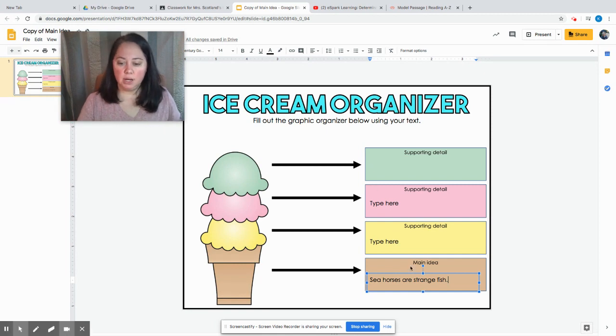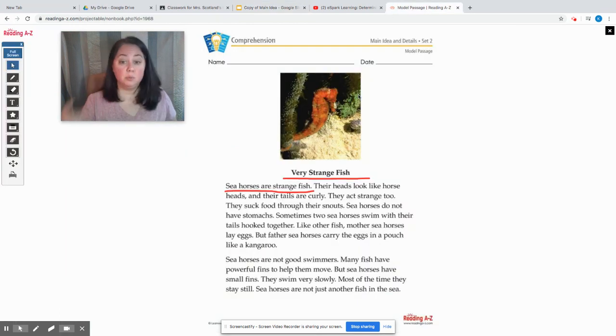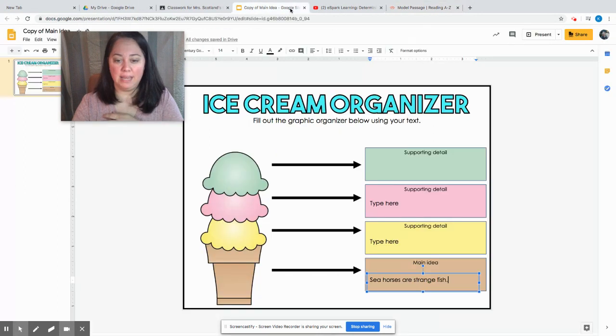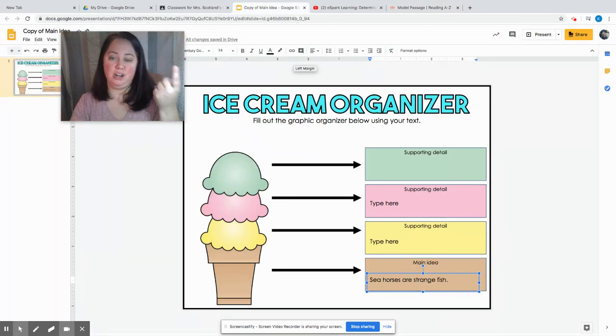So we're going to go over to our main idea ice cream cone graphic organizer. If you look here at the bottom where your cone is, that's the base of your ice cream, that's where we put what the main idea is. I went ahead and typed that in. The main idea is seahorses are strange fish. And we know that because we looked at the picture and said, that's a seahorse. We read the title that says Very Strange Fish. And we read the first sentence that says seahorses are strange fish. So we now know the main idea is seahorses are strange fish.